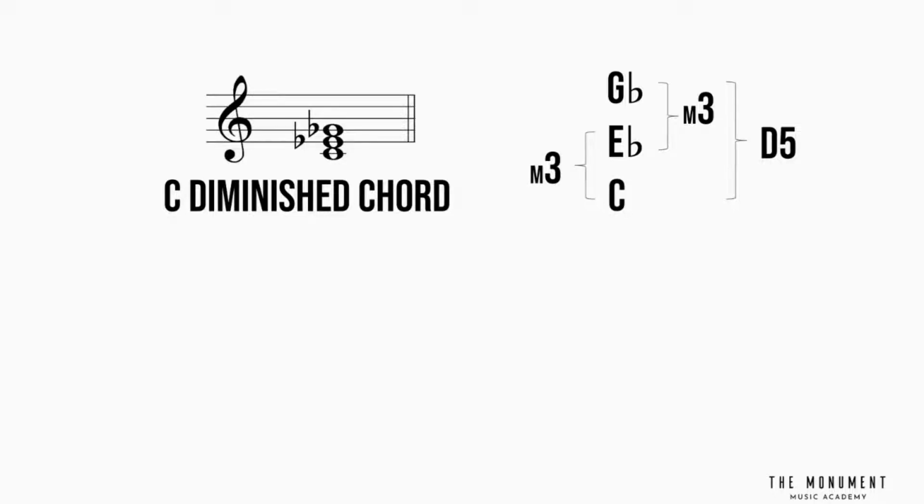The diminished interval is much more dissonant and less agreeable than a perfect fifth interval, which is why major and minor chords are considered stable, while diminished chords are considered unstable and have lots of tension.